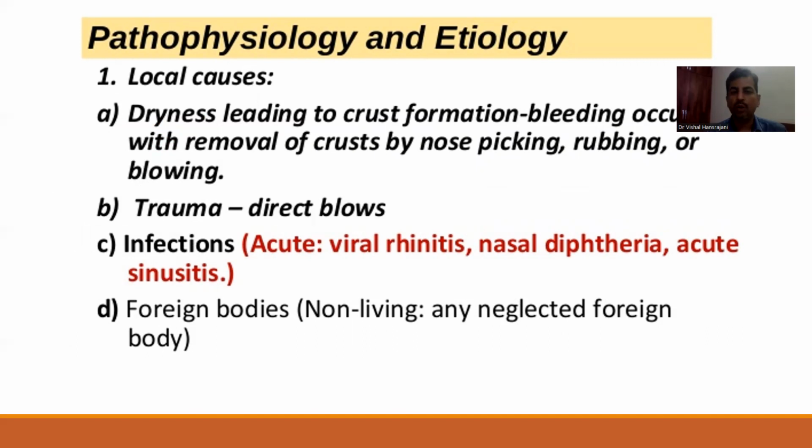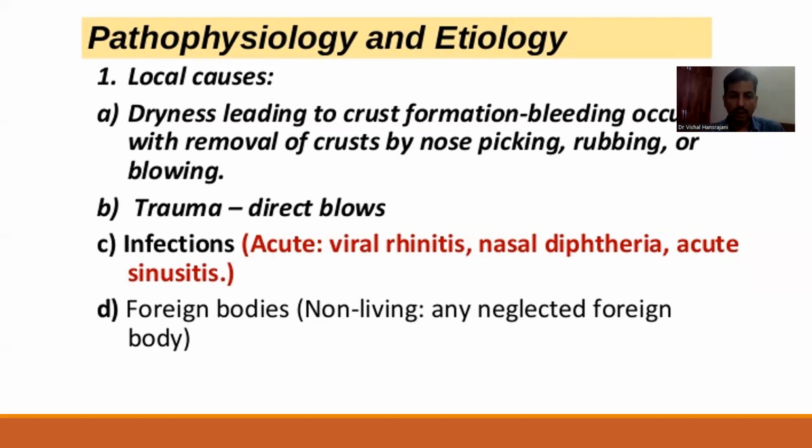Bleeding occurs when the crust is removed by nose picking, rubbing, or blowing, especially when the patient already has a deviated nasal septum, and this deviated part is more exposed to the drying effect of the air current, especially in tropical countries. Second is trauma, a local cause, like a direct blow on the nose.